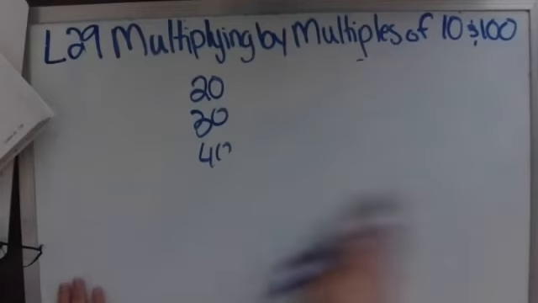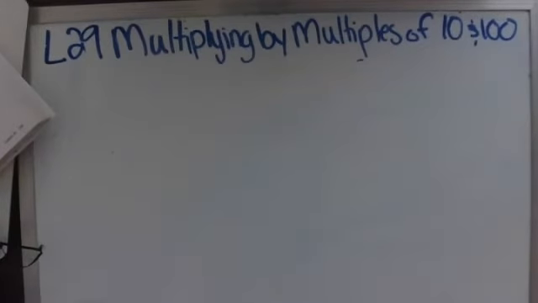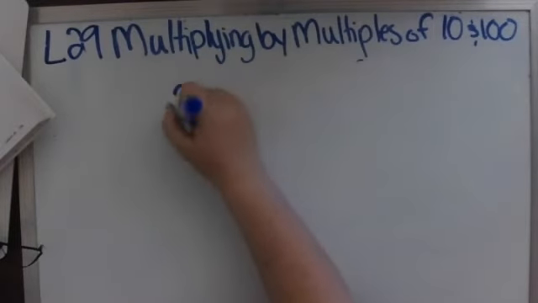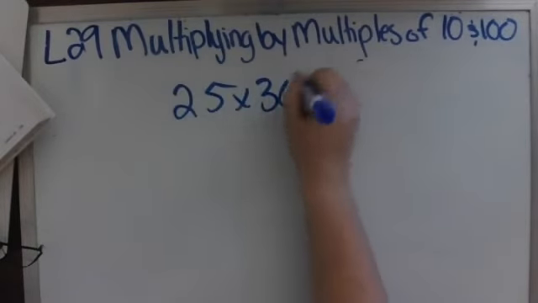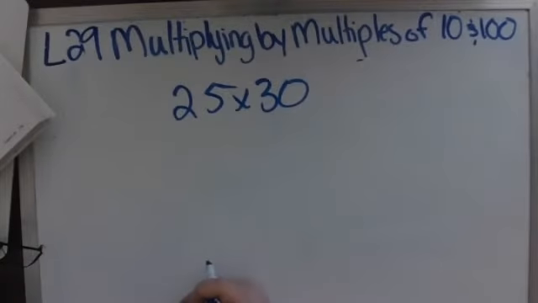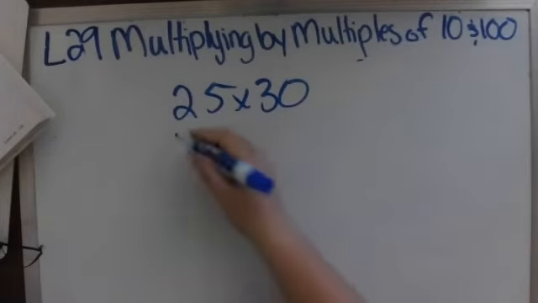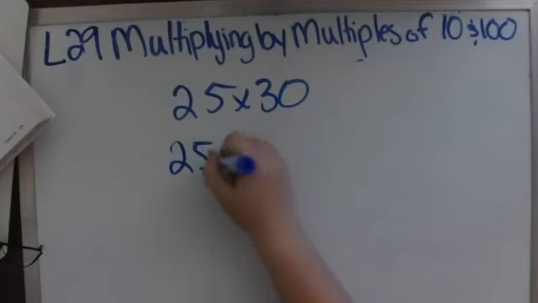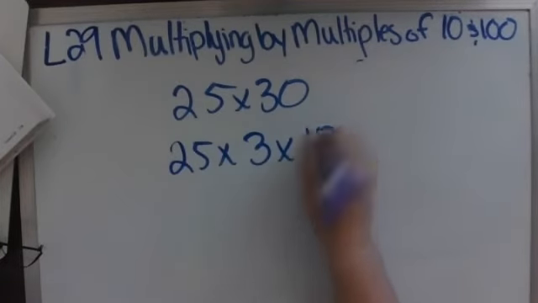So when we're multiplying other numbers by multiples of tens and hundreds, we have a couple of tricks we can use instead of having to go through the process of double digit multiplication. For example, if I had 25 times 30. Okay, now because I know 30 is a multiple of 10, what I can actually do is I can break this up and say 25 times 3 times 10.